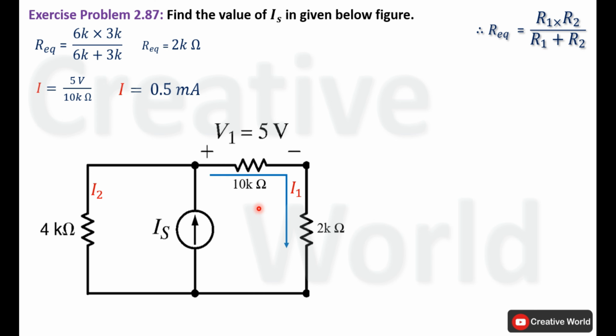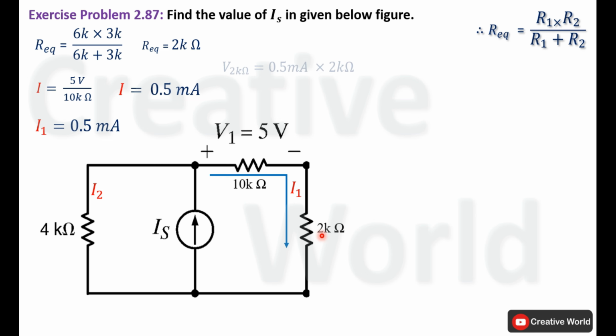Now because of the series connection, this same current will also flow through the 2 kilo ohm resistance with the same direction and same magnitude. So we can say that the value of current I1 through this branch will be 0.5 milliampere. We have calculated the value of current I1. Now we can calculate voltage across this 2 kilo ohm resistance as well, because current through it is calculated in the previous step and the value of resistance is already given.